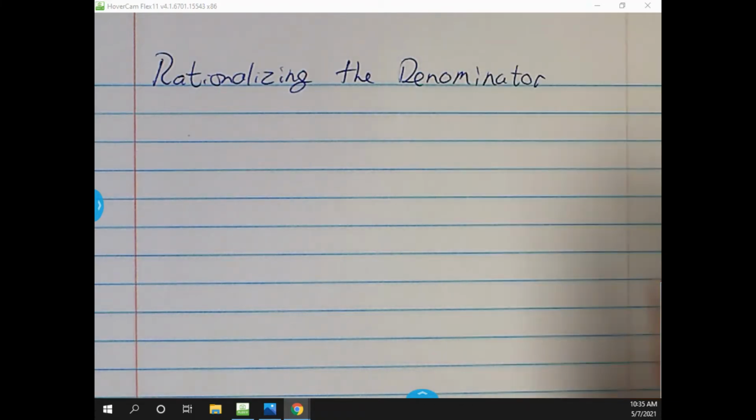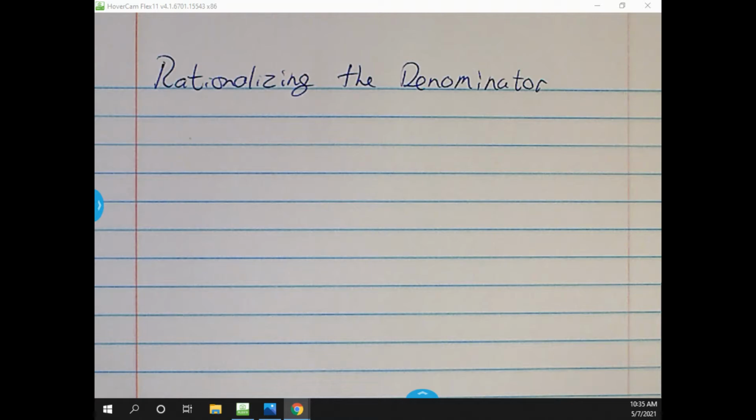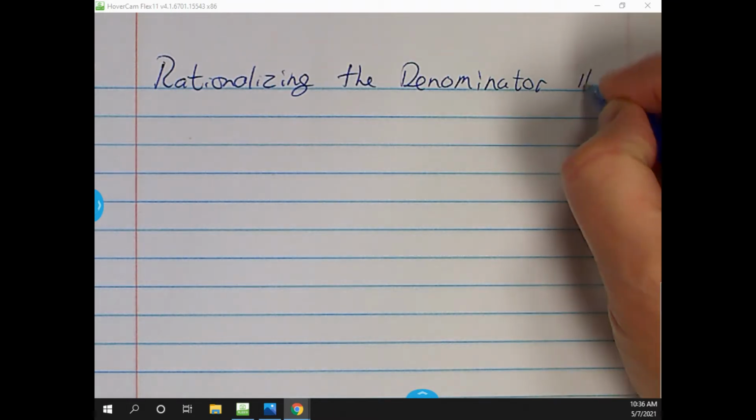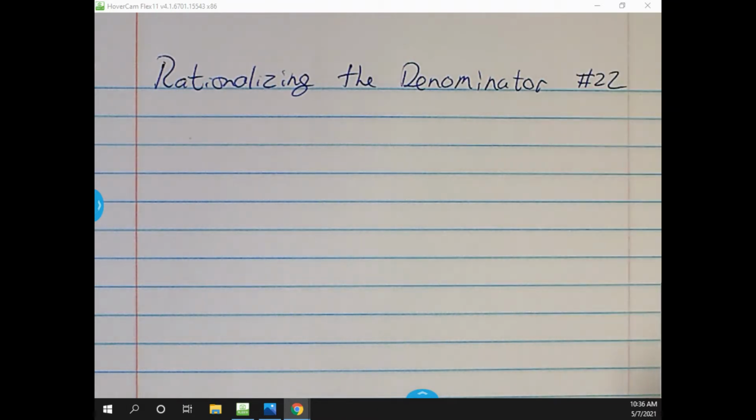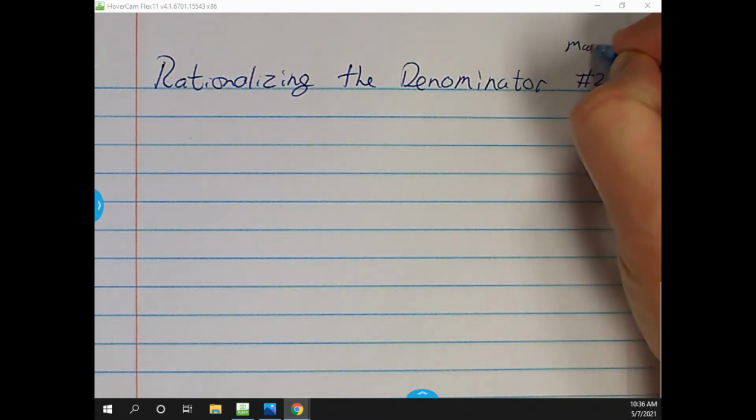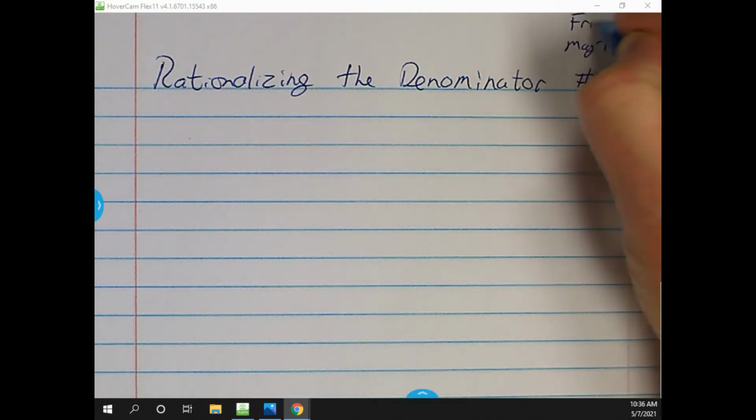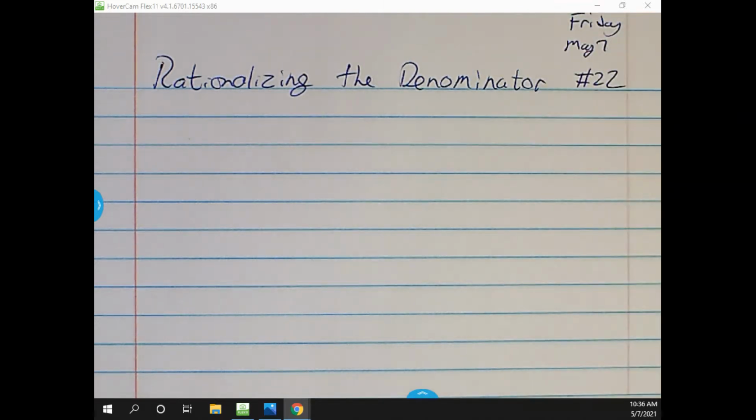All right, so for this one, we're rationalizing the denominator. And it looks a little bit like division, but again, it won't be division because it'll actually say rationalize the denominator. So that way you know that's separate from what we're doing today. For queuing up your notes, this is lesson number 22. Today is May 7th, and today's Friday. Okay. All right, and there's two types of these that we're going to do.